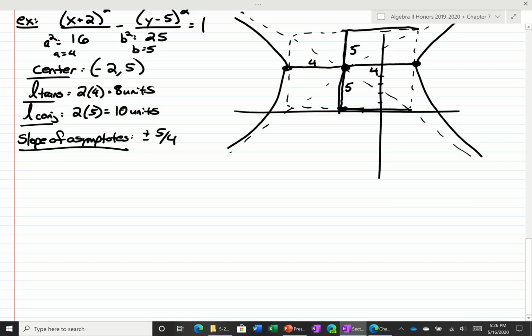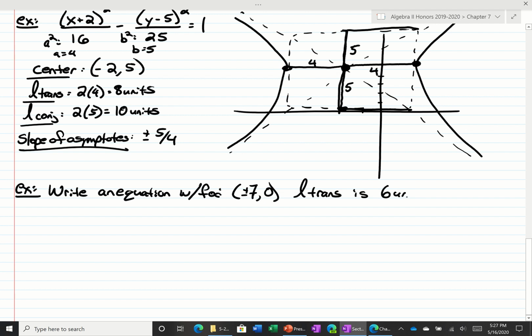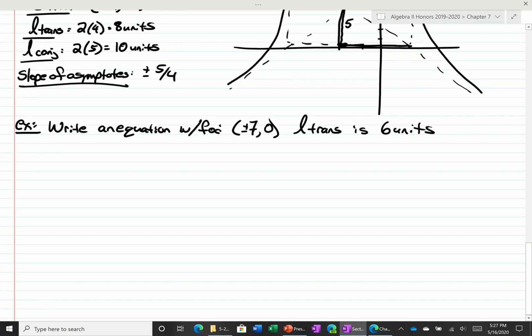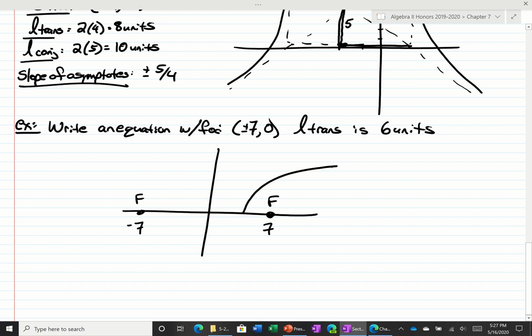All right, one more example here. What if I asked you to write an equation with the foci at plus or minus 7, 0, and the length of the transverse axis is 6 units. All right, so let's see what we have here. If the foci are left and right 7 units, that's the foci, and that means our parabolas have to open something like this, which means we have a horizontal hyperbola.